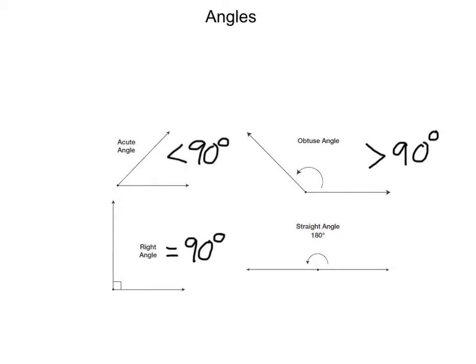Something they may not have taught you is this last figure here, a straight angle. Basically a straight angle is just a line. If we were to measure from one side of the line around this point to the other side of the line, then we would get a measure of 180 degrees. So a straight angle is exactly equal to 180 degrees.